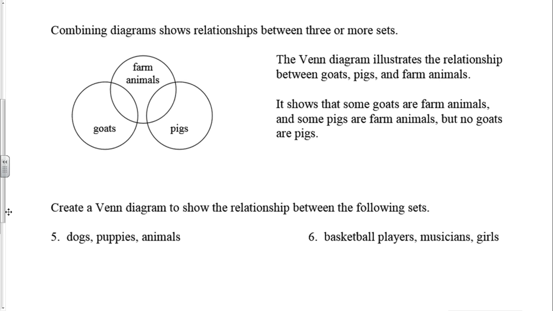So now we're going to be talking about more than just 2 sets. On the front, we were only dealing with 2 things. Now we're going to be dealing with 3 or more. So this Venn diagram represents the relationship between goats, farm animals, and pigs. So looking at this, what do we know about the goats and the pigs? Well, there are no goats that are pigs, and that makes sense.